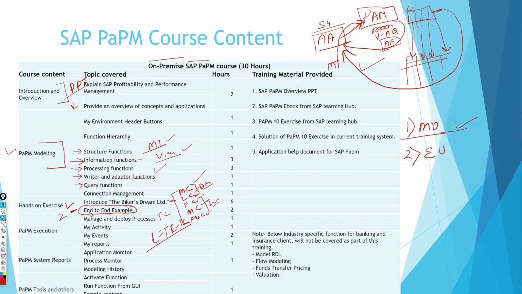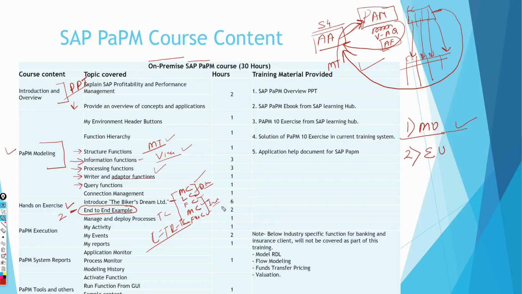In this end-to-end example, we will understand the complete life cycle of a PAPM implementation. What are those steps? Every time we do an implementation in PAPM, I will be explaining the 5 steps that we always go through. There, we'll see it from the modeling user perspective and from the end user perspective, both.